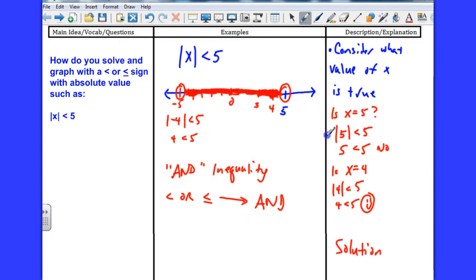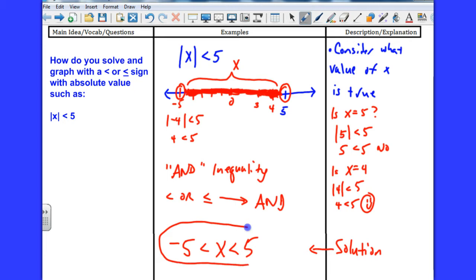And what we could say here is we could say the actual solution, typically what you're going to have to do is two things. One is to make that graph, and the other thing is to describe the solution just like we did when we did inequalities. You would say negative 5 is less than x, because this represents all the values of x, and x is less than 5. So that's really your solution there, all right, and that is your graph, okay?